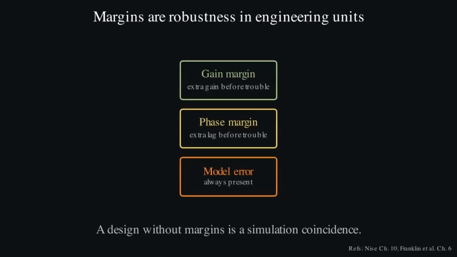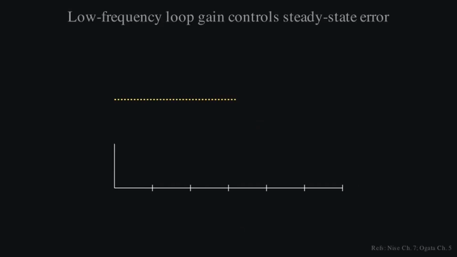Frequency response asks how the system handles sinusoidal inputs. The Bode magnitude plot shows gain versus frequency, and the phase plot shows lag versus frequency. Low-frequency loop gain helps tracking and disturbance rejection. High-frequency gain can amplify noise. Phase lag limits how aggressive feedback can be.